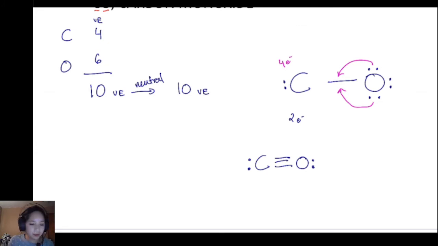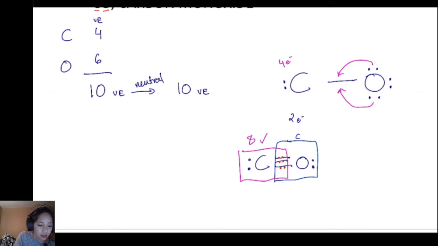We're just rearranging them. So this is our Lewis structure, but we can also check our octets. Remember, a triple bond has a total of 6 electrons on it. So if we take a look at carbon, carbon has 8 because you get 6 from that triple bond. And then oxygen also has 8 because of the 6 from the triple bond and the 2 from the lone pair. All right, so that is carbon monoxide.